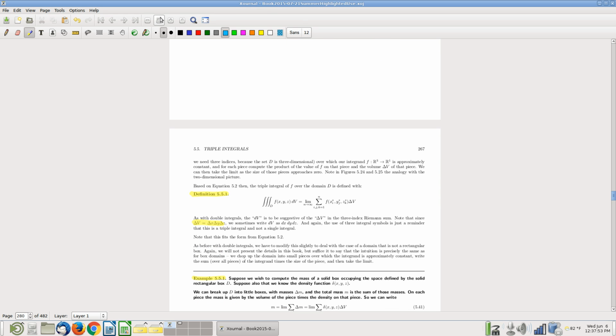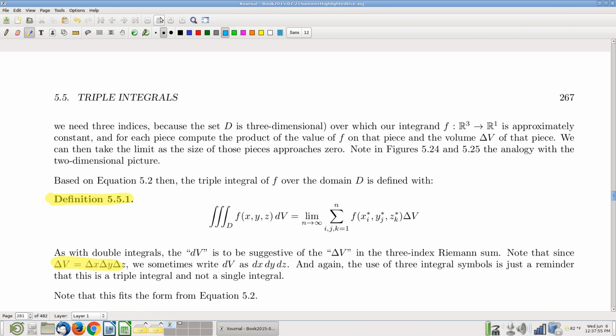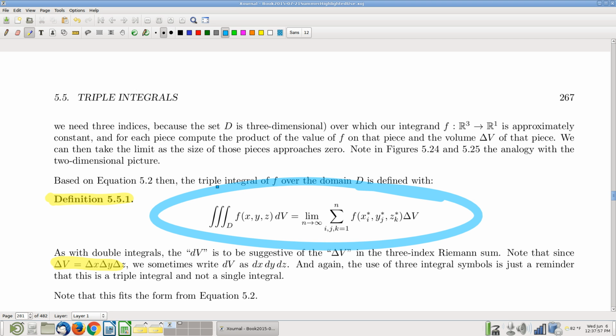Okay. So moving along, here's our definition. Definition of a triple integral. It's a Riemann sum. You'll notice that this Riemann sum formula is really, really similar to what we wrote down for double integrals. Same kind of thing. In fact, based only on the symbols, you might have guessed that it would be something like this.